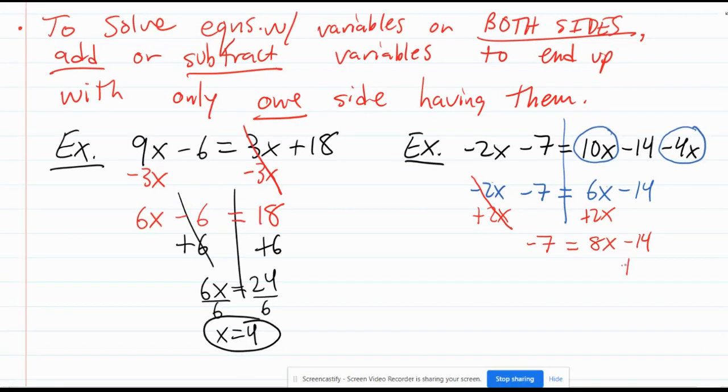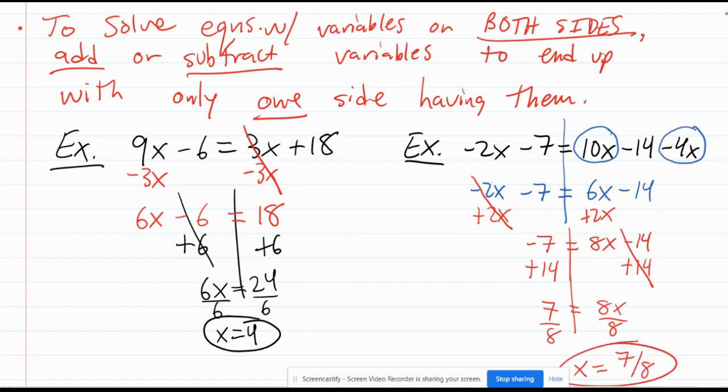We can add 14 to both sides. Negative 7 plus 14 is positive 7. It's equal to 8x. Dividing both sides by 8, I just end up with the fraction. x is 7/8. That's fine.